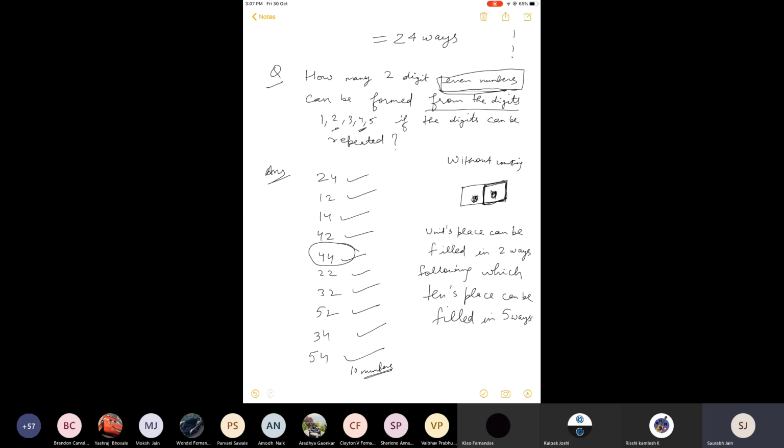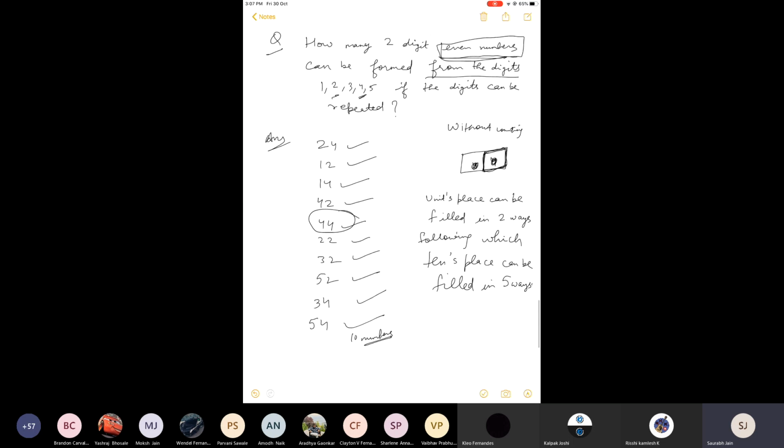And the tens place, no problem. 1, 2, 3, 4, 5. Put any number. 5 ways. Therefore, the total numbers, question is over. Total numbers equal to 2 into 5, that is 10.